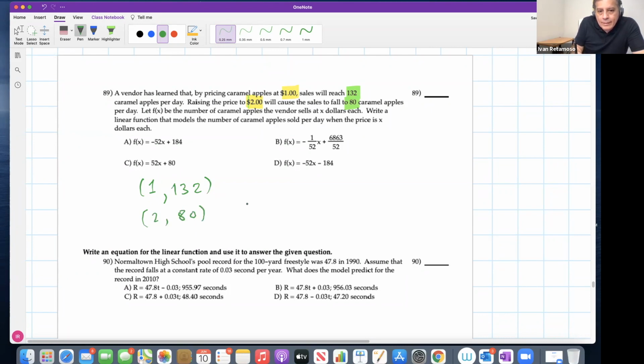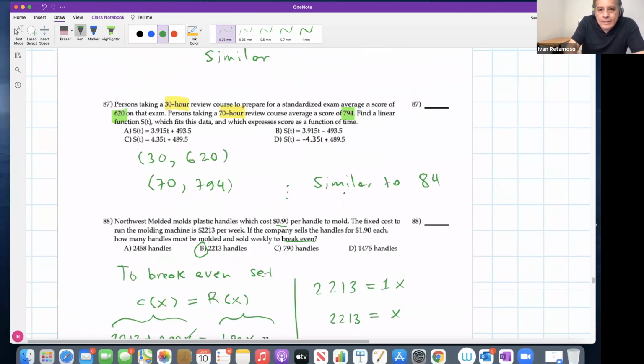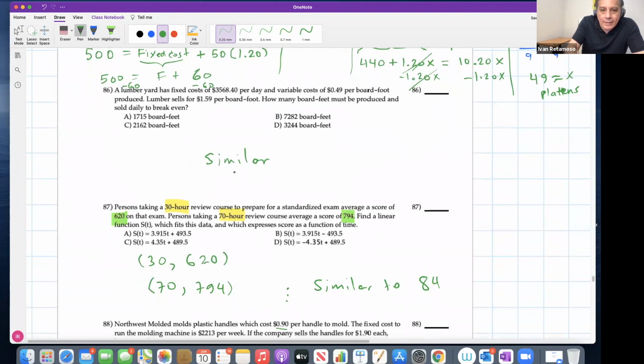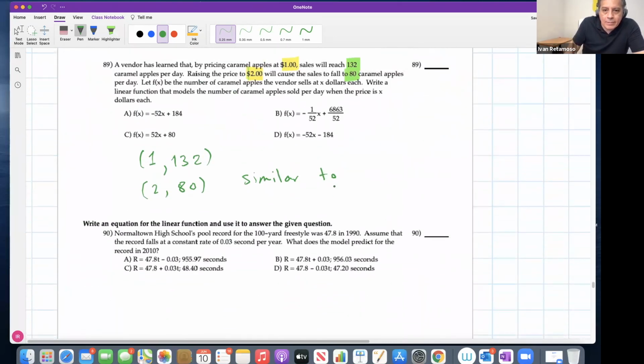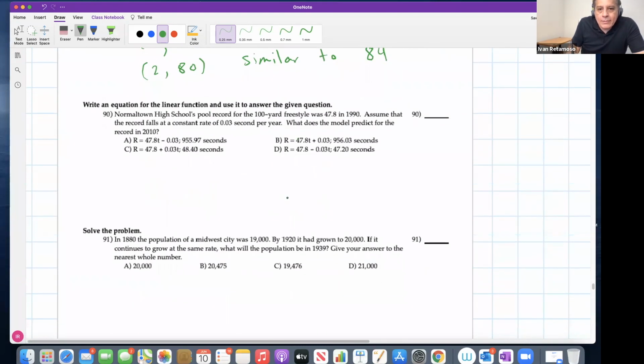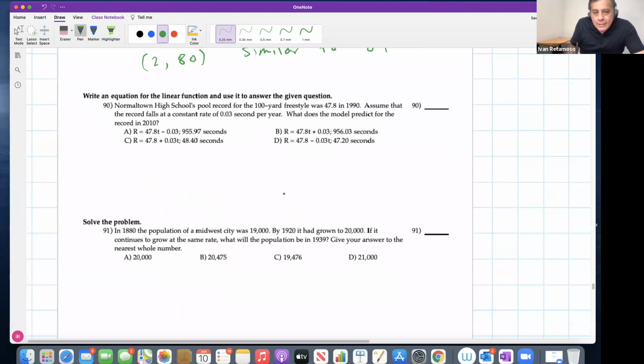So similar to this one, 84 again, right? Pair up input with output. You will find the equation of the line. Let's look for more forms. 90 here, it says Normal Town High School's pool record for the 100-yard freestyle was 47.8 in 1990. Assume that the record falls at a constant rate. Constant rate, a very important phrase, is giving you the slope, right? The constant rate for the linear function.